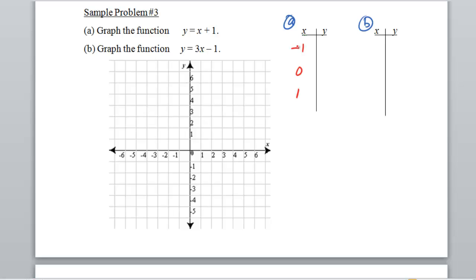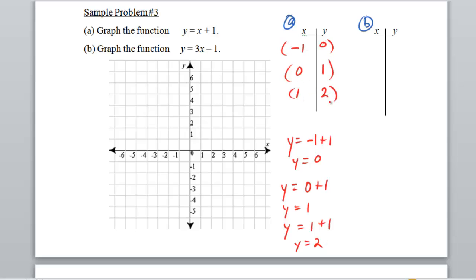And so what that's going to look like is x equals -1, so I'm going to say y equals, and I'm going to substitute that in there. And so y is going to simply equal 0 when x equals -1. If I did the same thing again, except this time using a 0 for x, I'm going to get 1. And then one last time, I'm going to do 1 for x, and y would equal 2. And each of those represents a point on the coordinate plane. So I'm going to do (-1, 0), (0, 1), and (1, 2).